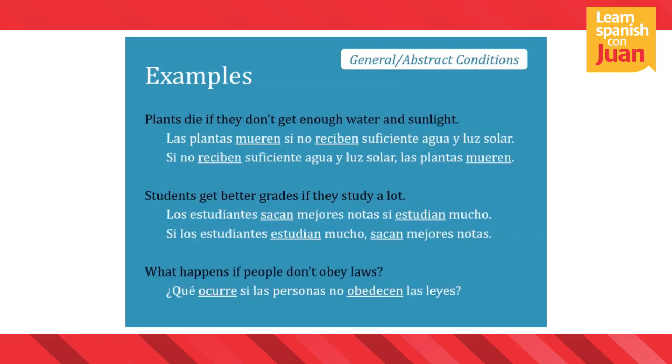Continuing on with the general or abstract conditions or if clauses, three more examples of this general mode. The first: plants die if they don't get enough water and sunlight. Las plantas mueren si no reciben suficiente agua y luz solar. So our verbs are in the present indicative. Si no reciben suficiente agua y luz solar, las plantas mueren.